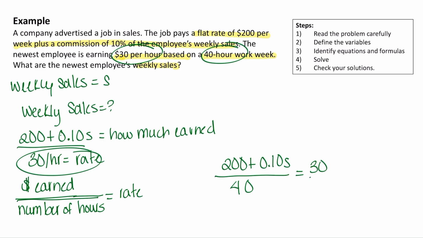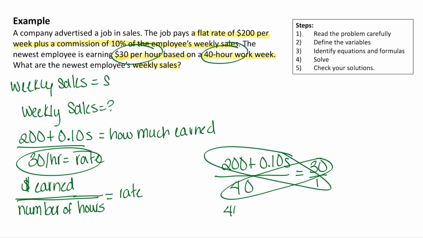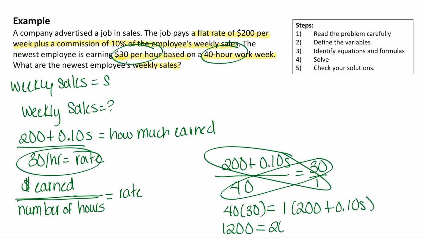Like we talked about before, you're going to multiply by the LCD. Well, there's only one denominator, right? So this is going to be one of those where you can actually crisscross multiply, right? So when we do that, on the left side we get 40 times 30, and that equals 1 times 200 plus 0.1 S. So 40 times 30 is going to be 1200. So we have 1200 equals 200 plus 0.1 S.